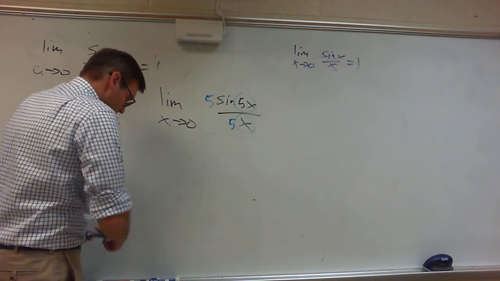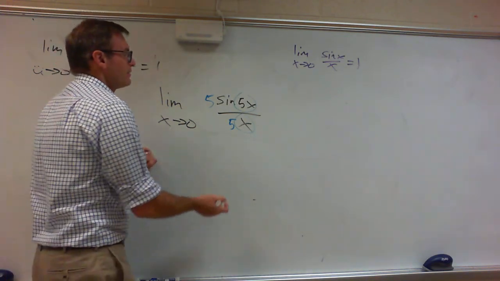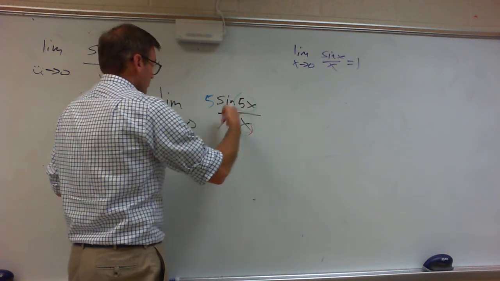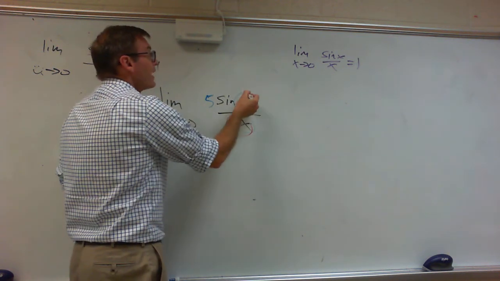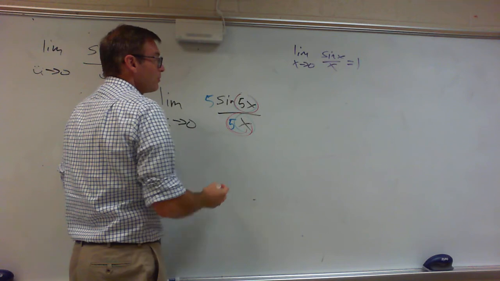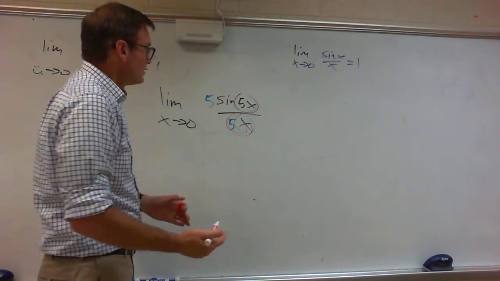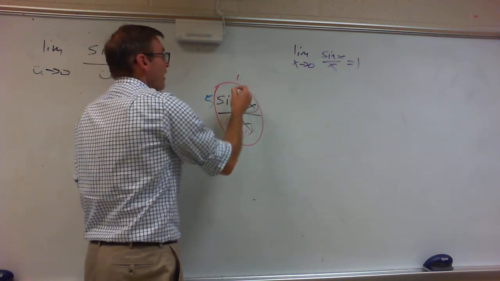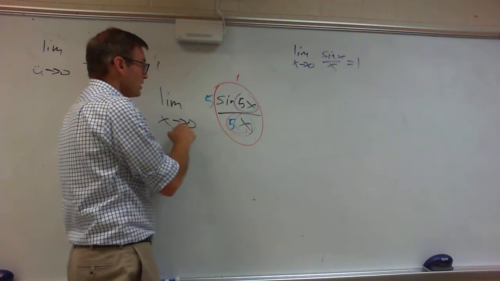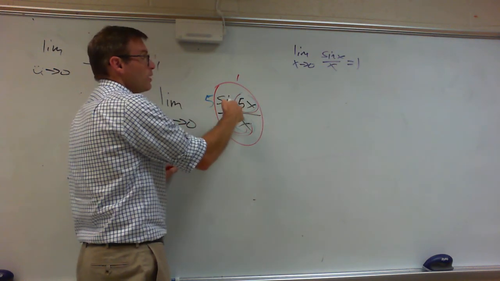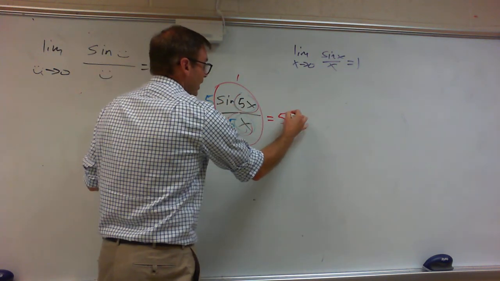Now when I look at this, first of all, I'm getting 0 over 0. I see that these are the same, and pretty much the way I look at this is a big fat 1. And so the limit as x goes to 0 is going to be 5 times my big fat 1, which is equal to 5.